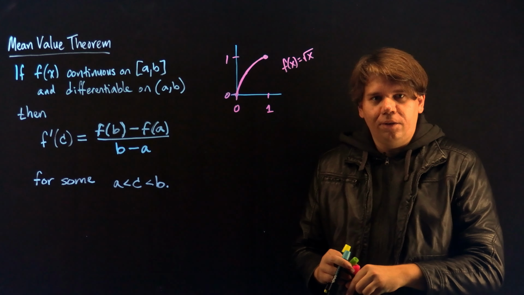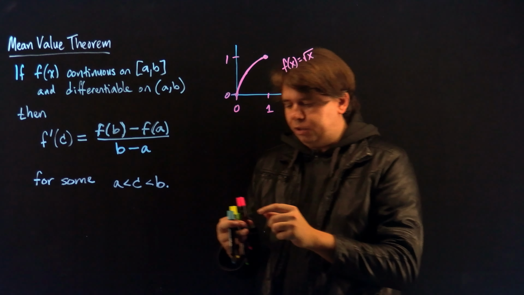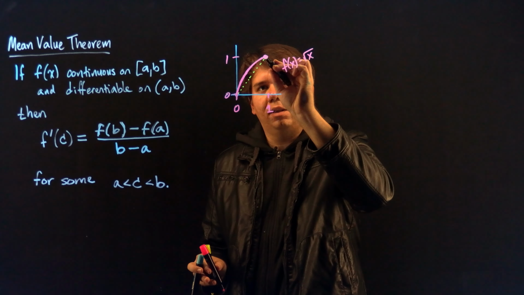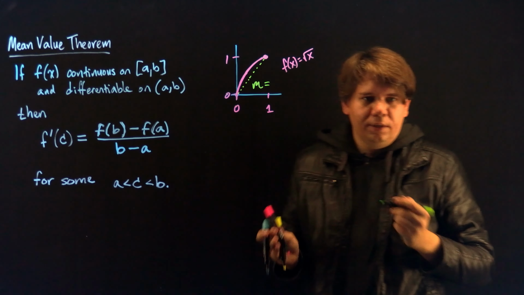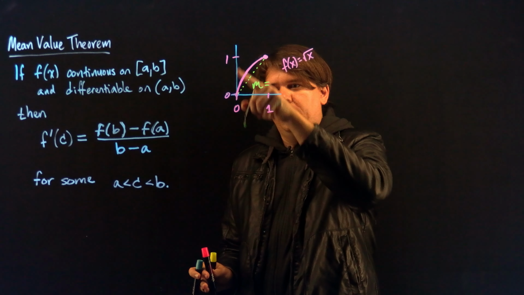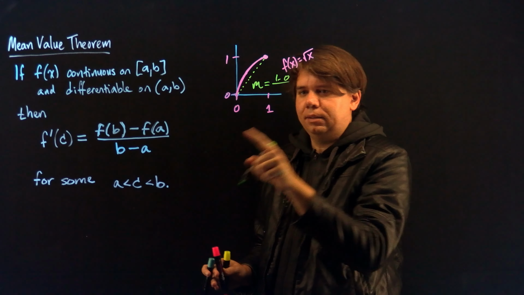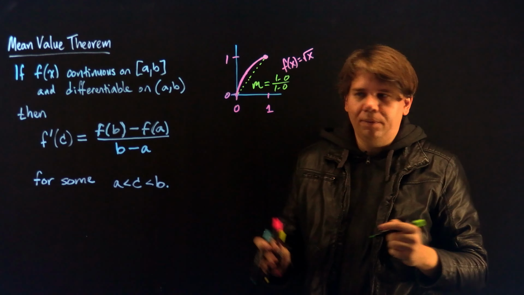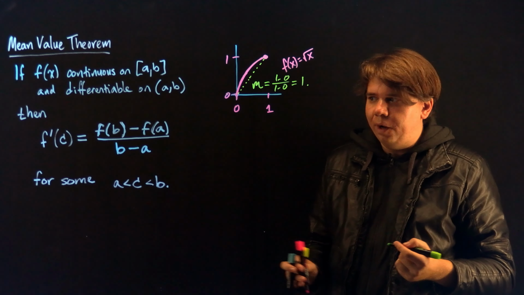So what does the mean value theorem tell us? The mean value theorem says if we calculate this average rate of change, if we calculate this slope from the first point to the last point, this slope m, that's going to be f of b minus f of a, so the height is 1 minus 0, all over b minus a, 1 minus 0 again. That's just a coincidence that those happen to be the same thing. Comes out to be 1. This average rate of change is 1.